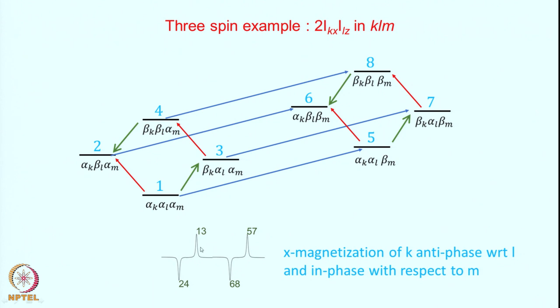Of course the separation between these two or these two will be the coupling constant of spin K with spin M. So you have therefore a doublet of a doublet, and you can see here the antiphase nature is for the coupling of K and L, whereas if you look at these two peaks which arise as a result of the coupling between K and M, they are in phase. So with respect to the M spin, these two are in phase. This whole doublet has the same sign as this doublet, okay. This is negative positive, and this is negative positive, the same sign pattern here for this one and this one.